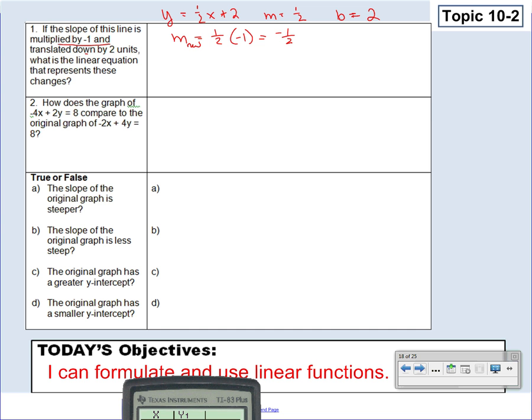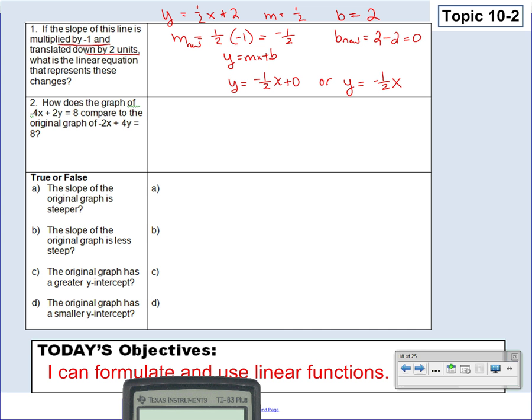To be translated down by 2 units, that means the y-intercept moved down 2 units. So my original y-intercept was 2, and I translated down, down is negative, so 2 minus 2 is 0. My new y-intercept is 0. So when I plug it into the y equals mx plus b form, y equals my new slope -1/2 times x, and then my new y-intercept is 0. So I can write this as y equals -1/2 x.